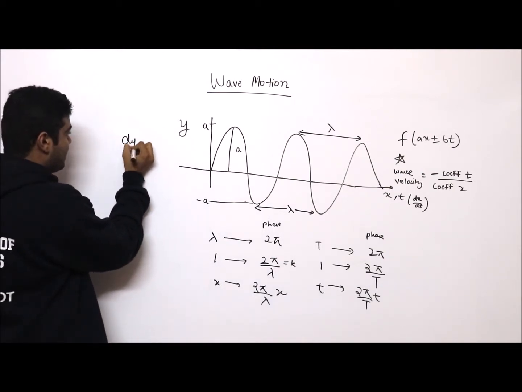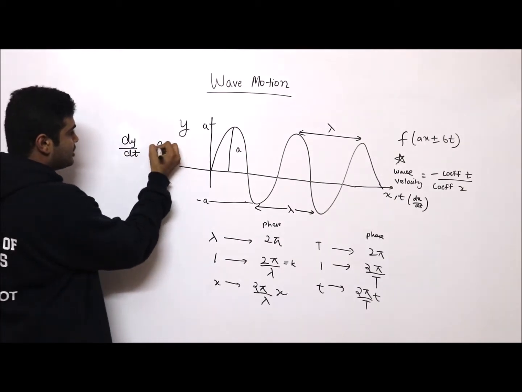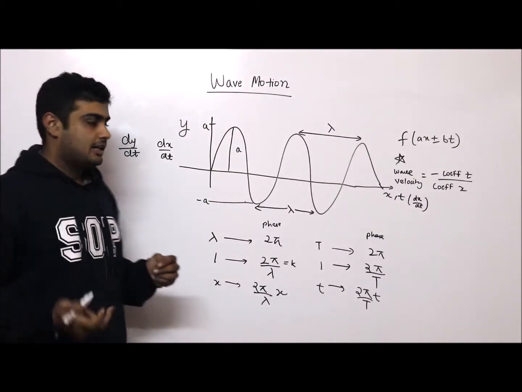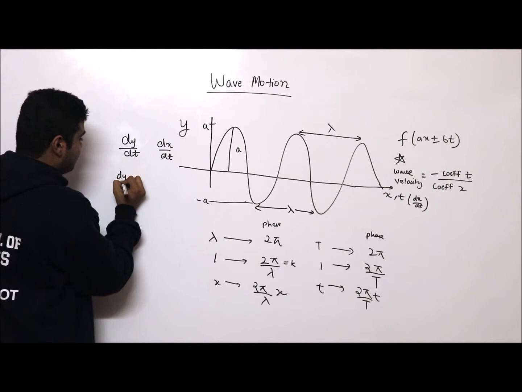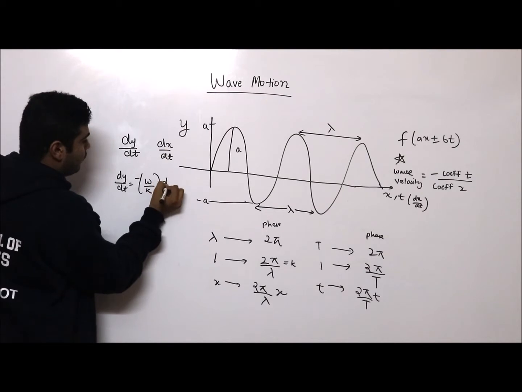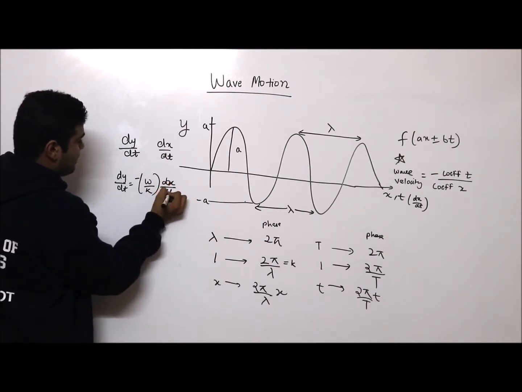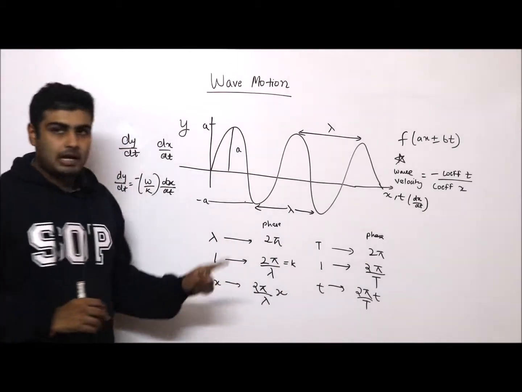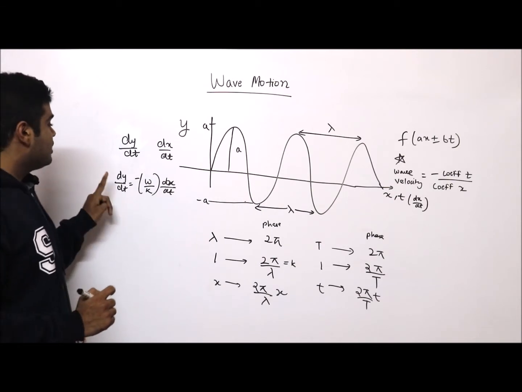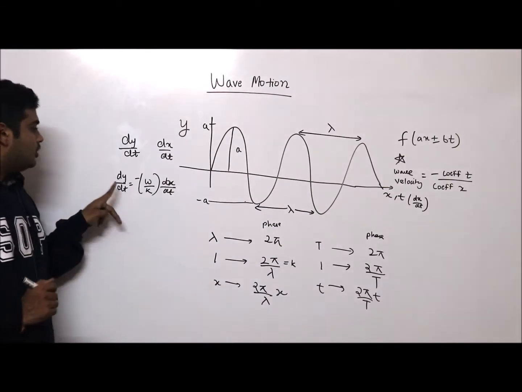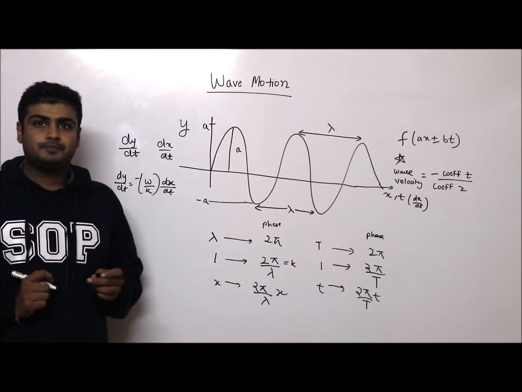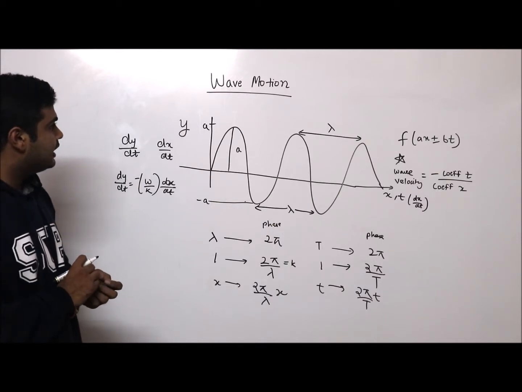Particle velocity is dy by dt, and wave velocity is dx by dt. So is there a comparison between dy by dt and dx by dt? Yes, there is. We have to remember that the particle velocity is equal to negative of omega by k times the wave velocity dx by dt. So this is also written as the relation: the particle velocity is equal to negative of omega by k into wave velocity. All right, so we have done this.